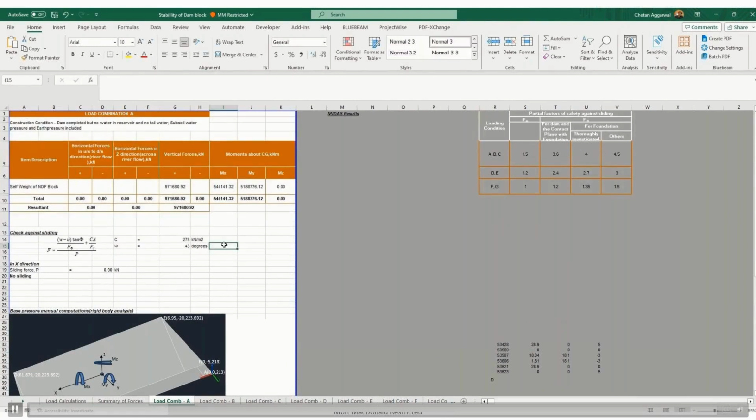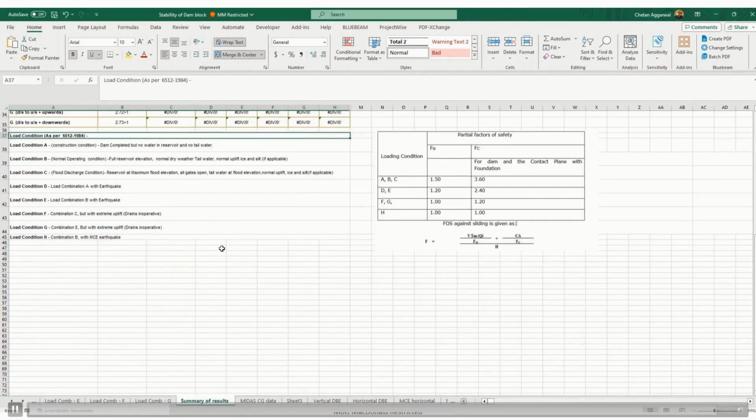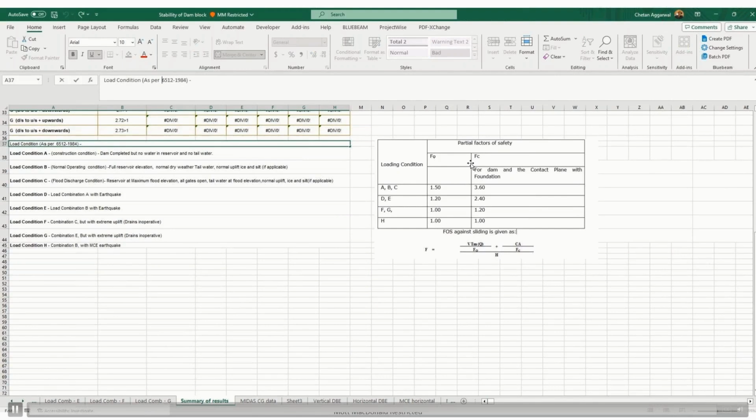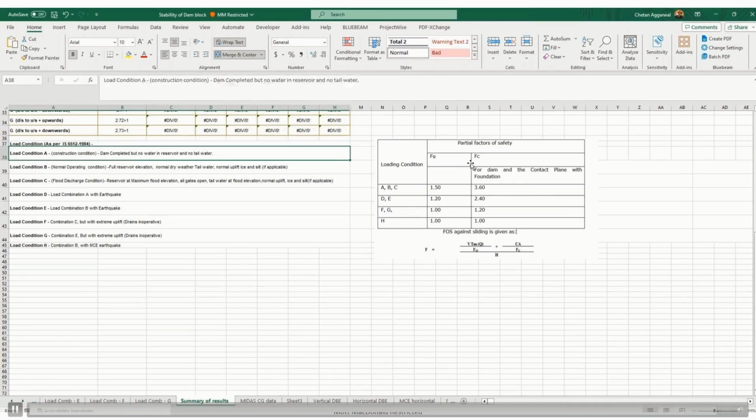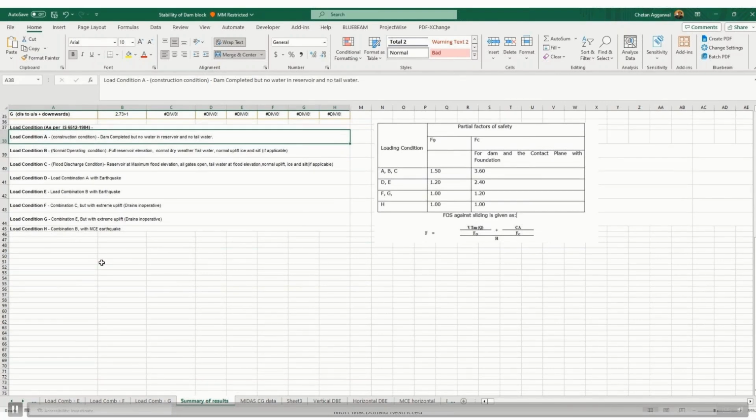Before that, I'll go through the various loading conditions. You can find similar loading conditions in international standards also. I will be using Indian code IS 6512-1984. These load combinations correspond to the usual, unusual, and extreme conditions. First is the construction condition: dam completed but no water in the reservoir. Second is the normal operating condition: full reservoir level, normal tailwater level, normal uplift, that is reduced uplift at the gallery location. Then if ice is there, we have to apply ice, and silt we have already applied.